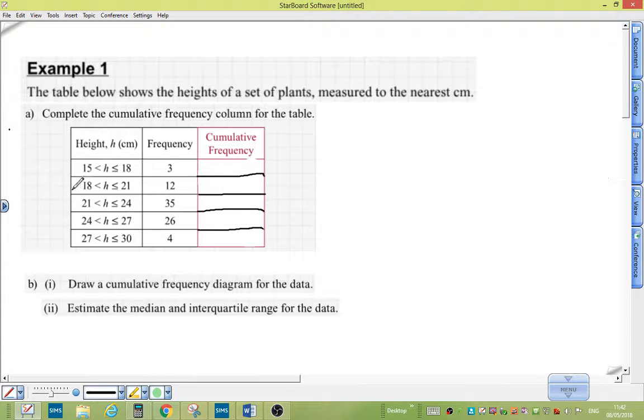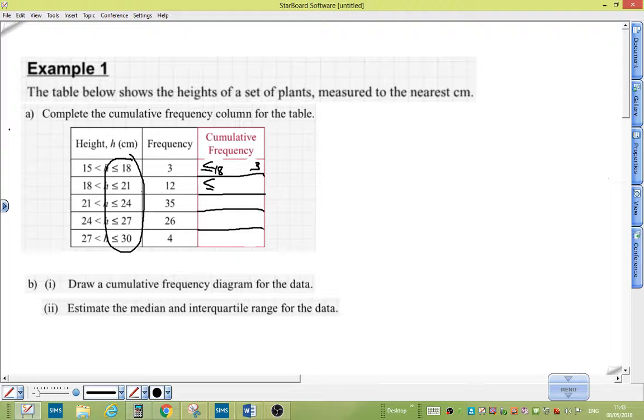It's a running total, so you need to add up these numbers here and accumulate them. Okay, so how do we do that? It means how many people were less than or equal to 18. We use the upper boundary of each category. So less than or equal to 18, there were 3 people.